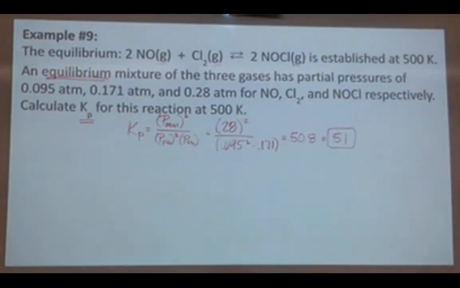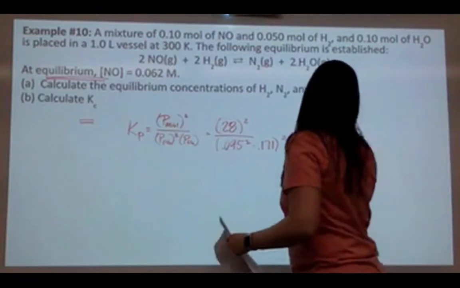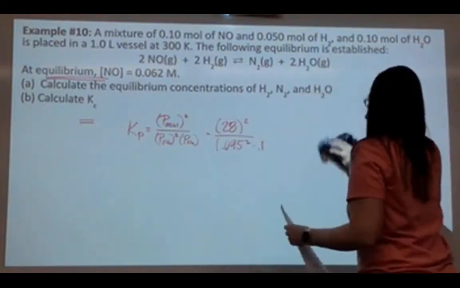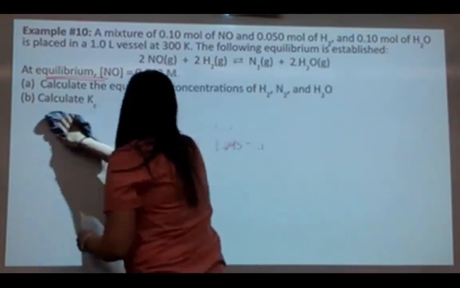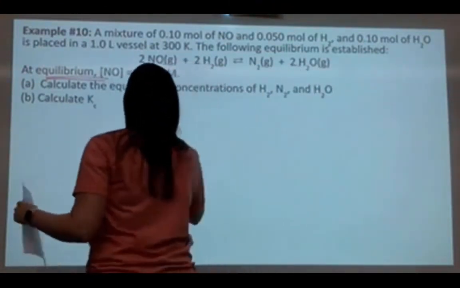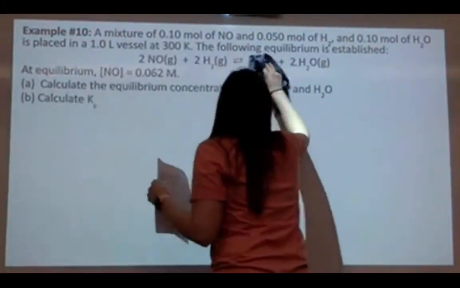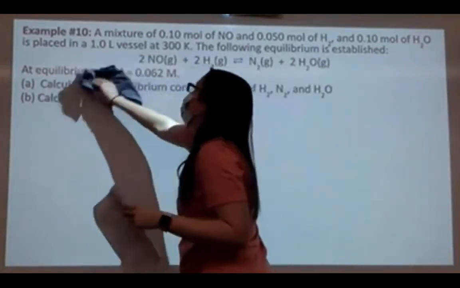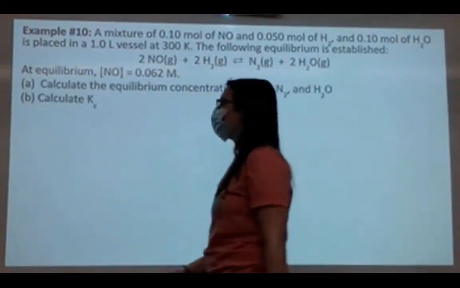Okay, so this next example, we're going to look at what happens when we don't have all of the equilibrium information given to us. So what happens when we have to solve for equilibrium? So I'm going to make sure this is all erased. And in this video, we're going to talk a little bit about ice tables. We're going to start using ice tables a lot with equilibrium.